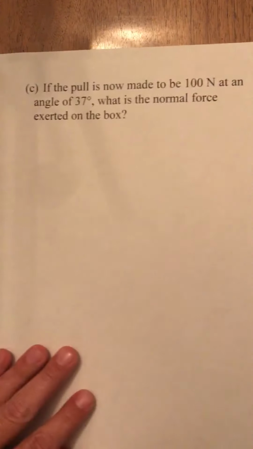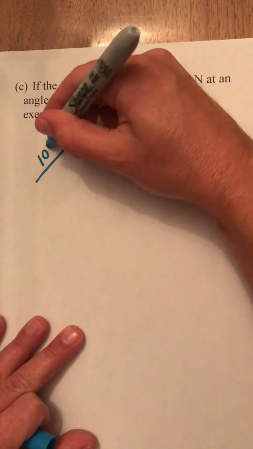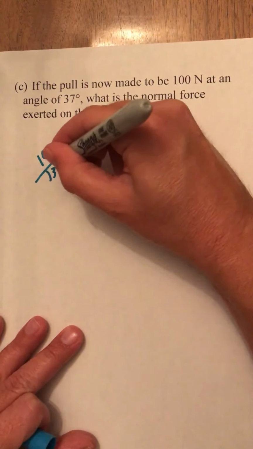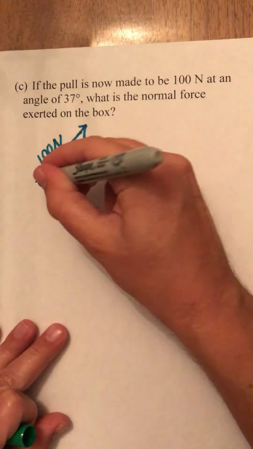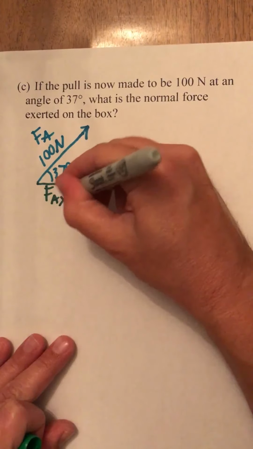So now they say, what if instead we pull with 100 newtons at an angle of 37 degrees? What will be the normal force now? So we've got some vectors here. So just to clarify, we're going to pull here with 100 newtons at an angle of 37 degrees. So we're going to have to find some components. So for example, we have a component right here. If we call this overall component still FA, like that, then we can call this component right here FAX.